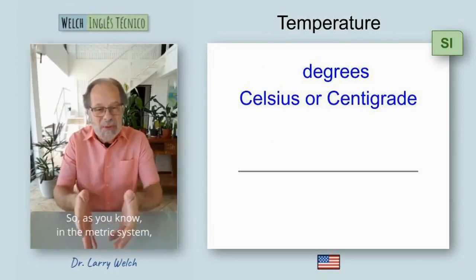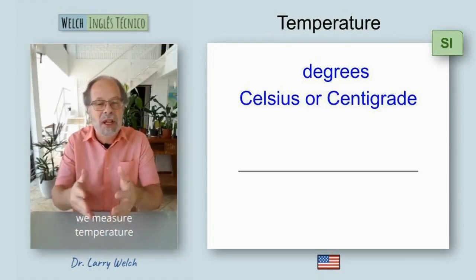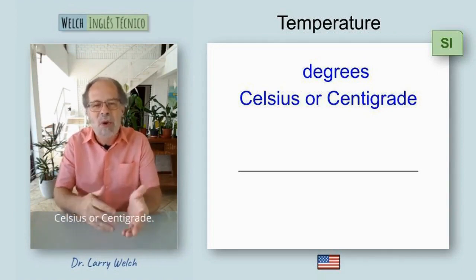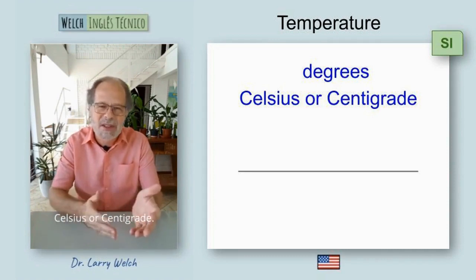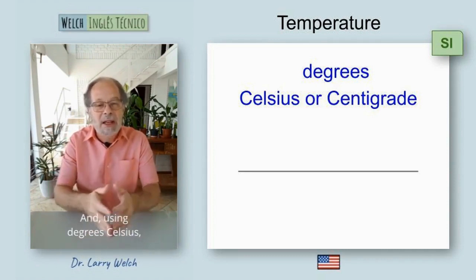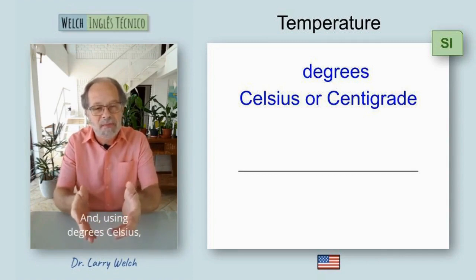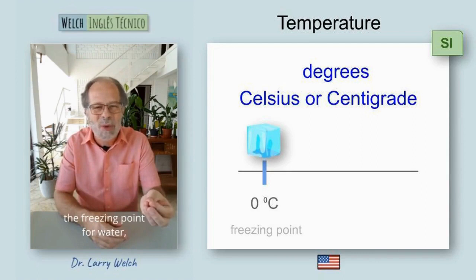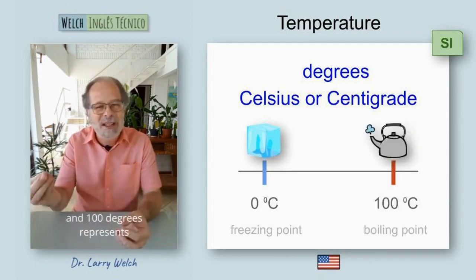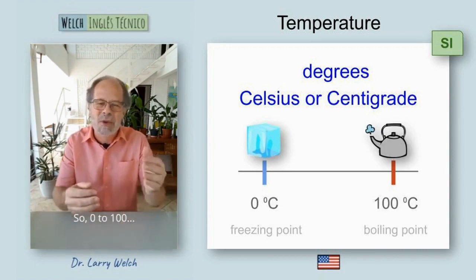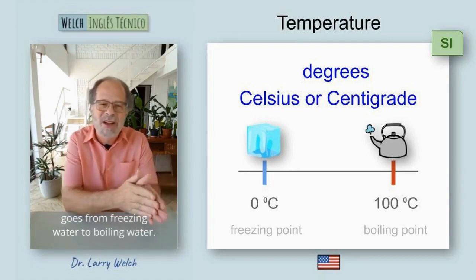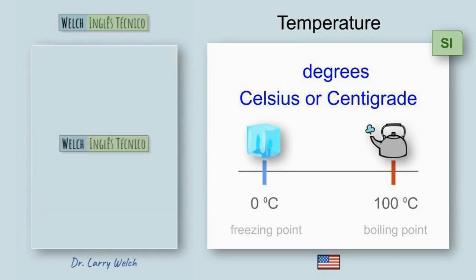So, as you know, in the metric system, we measure temperature using degrees Celsius, or centigrade. And using degrees Celsius, 0 represents the freezing point for water, and 100 degrees represents the boiling point for water. So 0 to 100 goes from freezing water to boiling water.